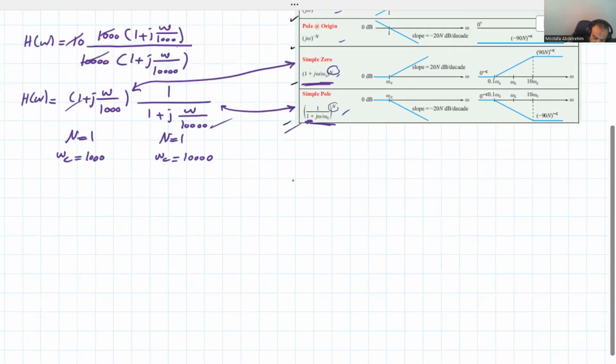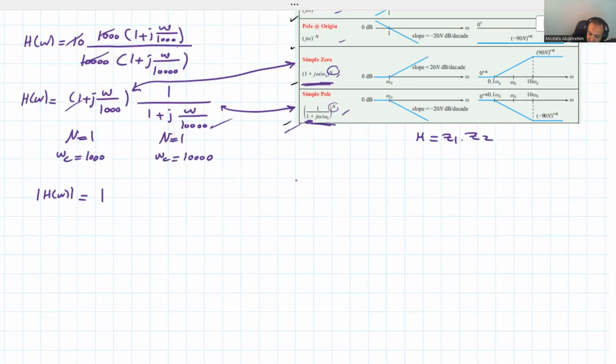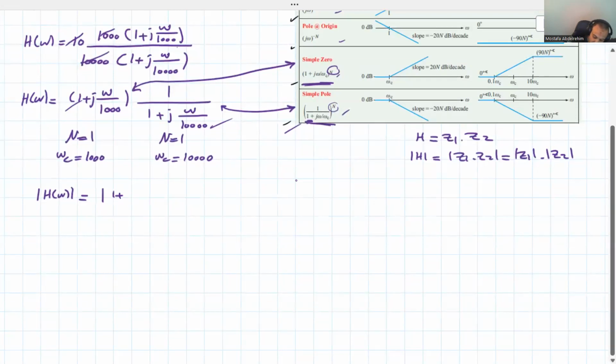Okay, first we draw the magnitude of h of omega. When you have h equal to some complex number multiplied by another complex number, the magnitude of h is, of course, the magnitude of the multiplication, but you can divide it. So it will be the magnitude of Z1 multiplied by the magnitude of Z2. So it's equal to the magnitude of 1 plus j omega over 1000 multiplied by the magnitude of 1 over 1 plus j omega over 10,000.